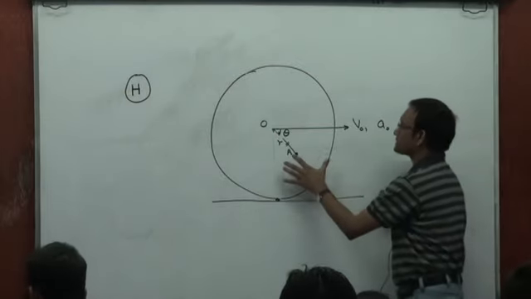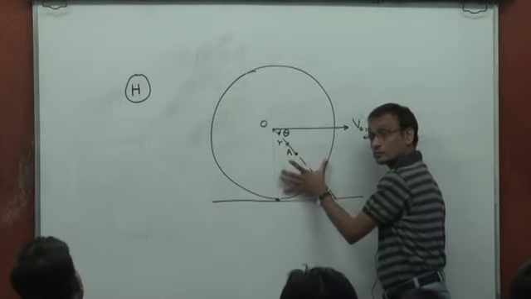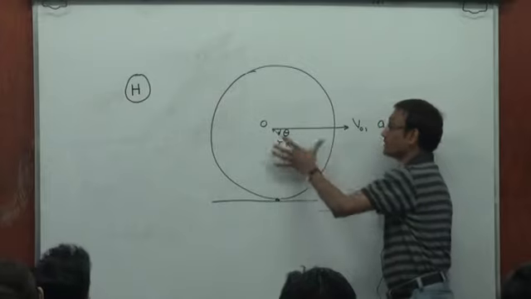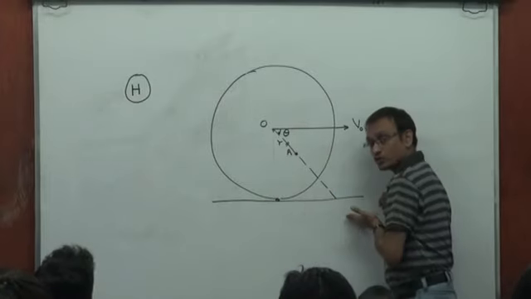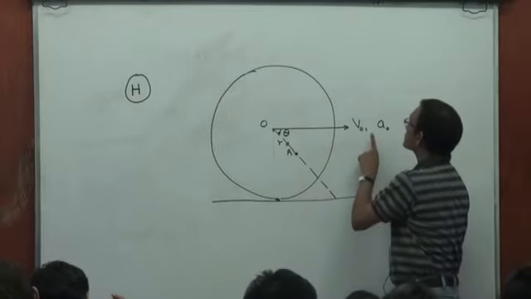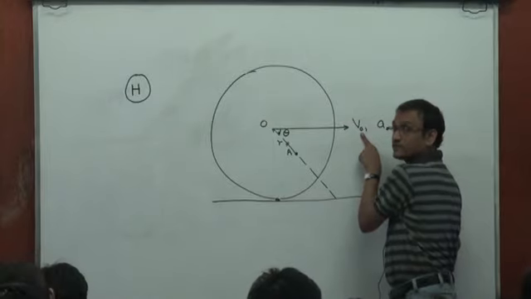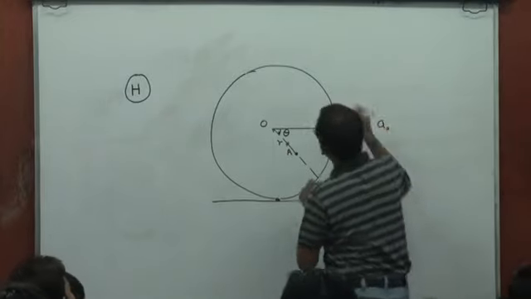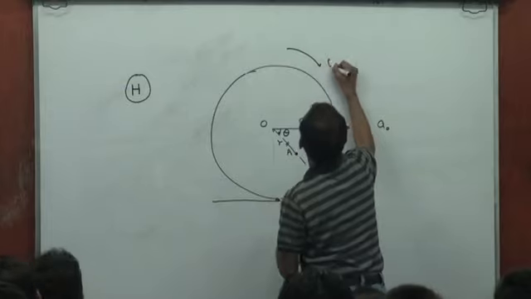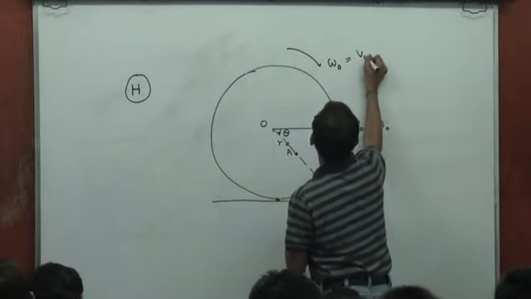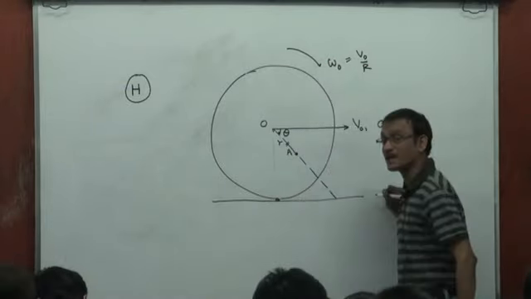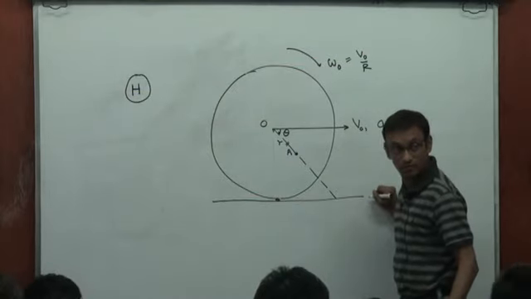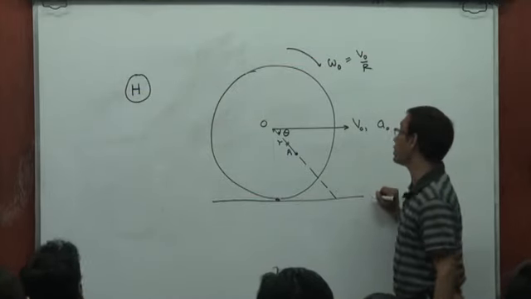Alright, so we have this accelerated rolling of this rigid body on a fixed horizontal surface. Its linear velocity is v naught. Since it's rolling, its angular velocity omega naught must be v naught by r. R is the radius of the biggest sphere, right? That must be its angular velocity.